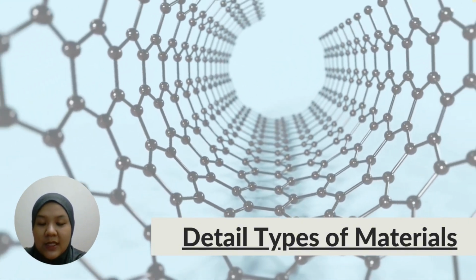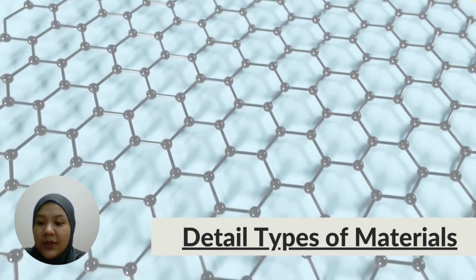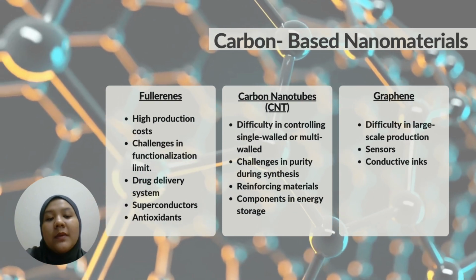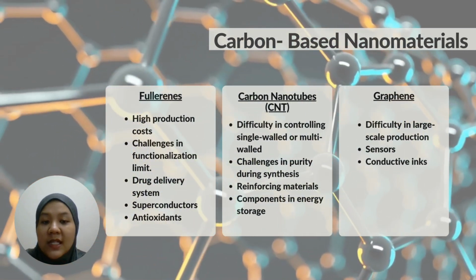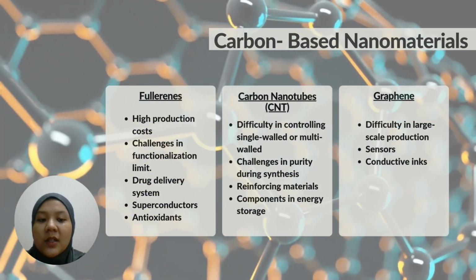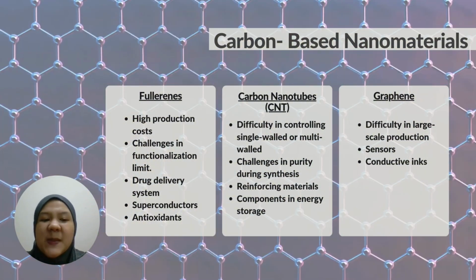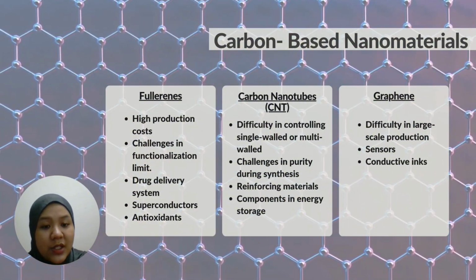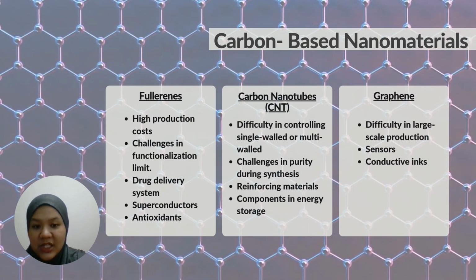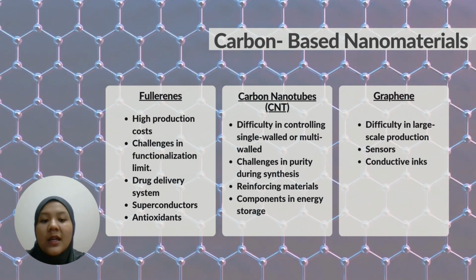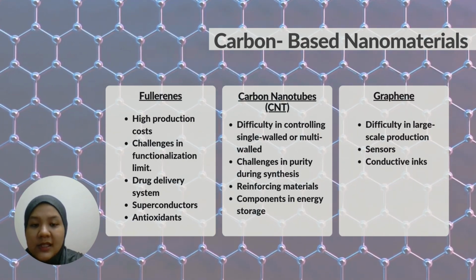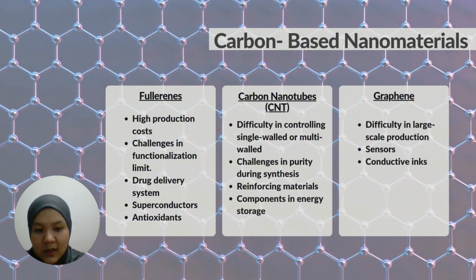Now we're going to proceed with the details of the types of materials. So let's start with carbon-based nanomaterials. The first one is fullerenes. These are spherical molecules made up of carbon atoms arranged in hexagons and pentagons. Despite their potential, high production costs and functionalization challenges limit their widespread use. They are primarily used in drug delivery systems, superconductors, and as antioxidants.